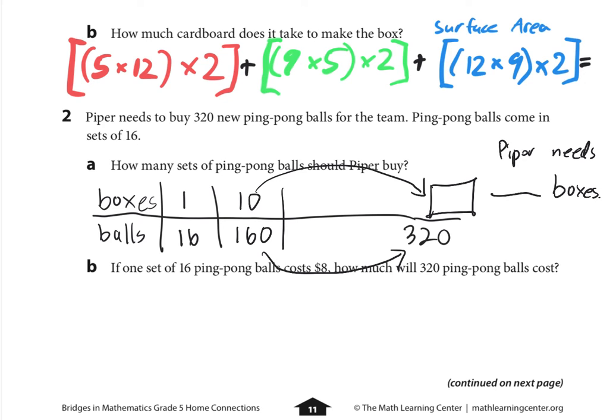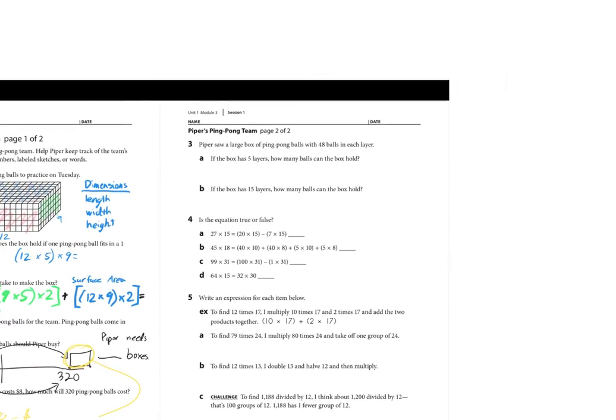And then if one box costs $8, what you'll do here is take this number, whatever you find, however many boxes it is, and you multiply it times 8. So however many boxes you found, and it's not just 8, it's $8. So your final answer will be in dollars. And let's look at the next page now. So on to the next page here.